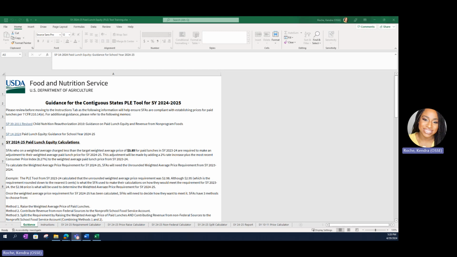The PLE tool can be found on the OSSI website within the Health and Wellness, Nutrition Services, Student Eligibility webpage under the Additional Resources section.